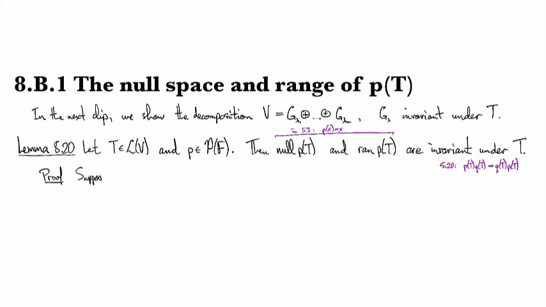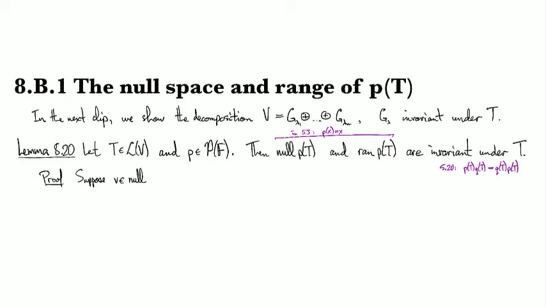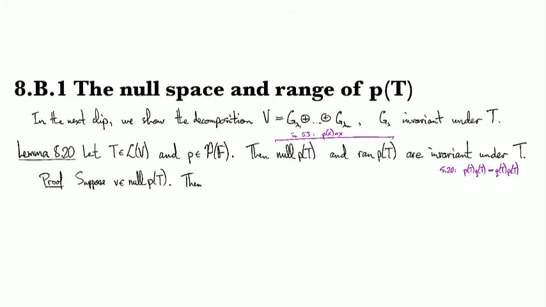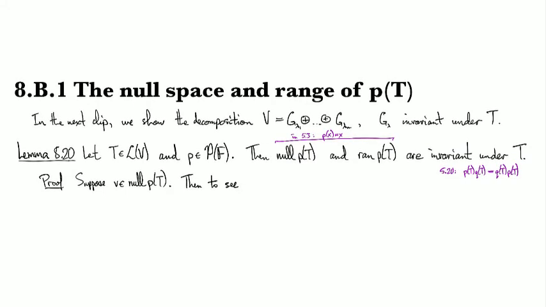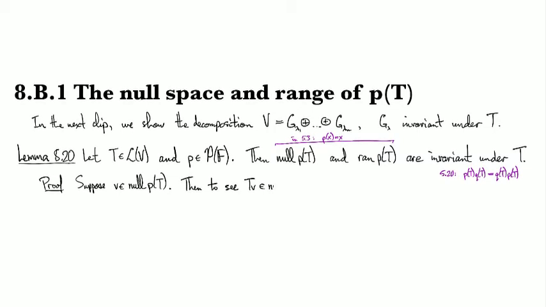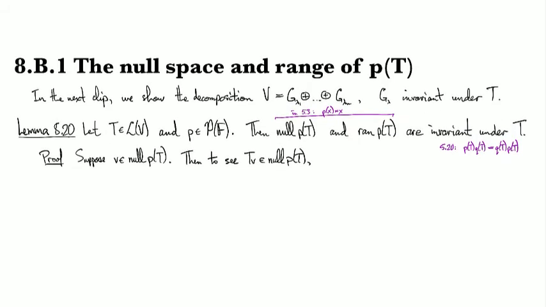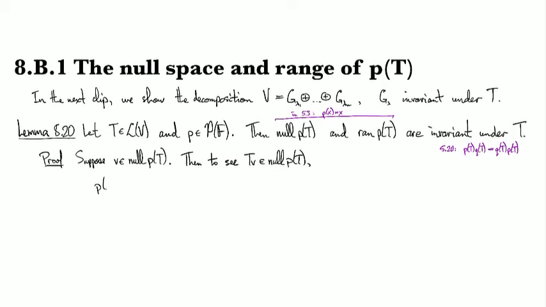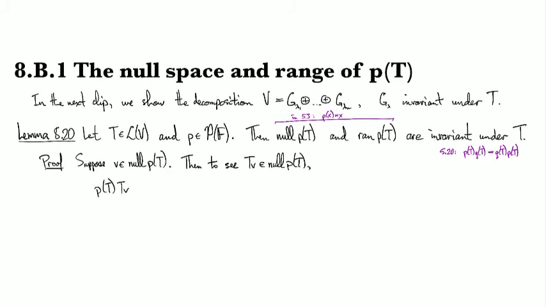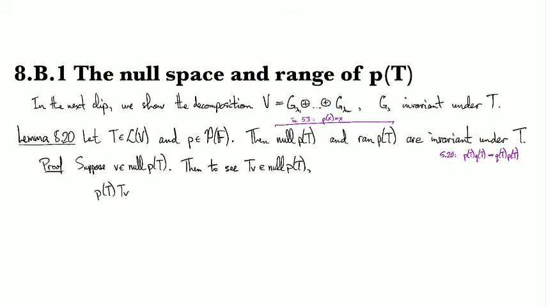So we want to show first that the null space is invariant. Suppose v is an element of the null space of P(T) for some polynomial. Then to show invariance, we need to see that when we apply T to this thing in the null space, it ends up back in the null space. That's the meaning of invariance. So we're going to apply P(T) to the output and see that it's still in the null space of P(T). In other words, we want this expression to equal 0.